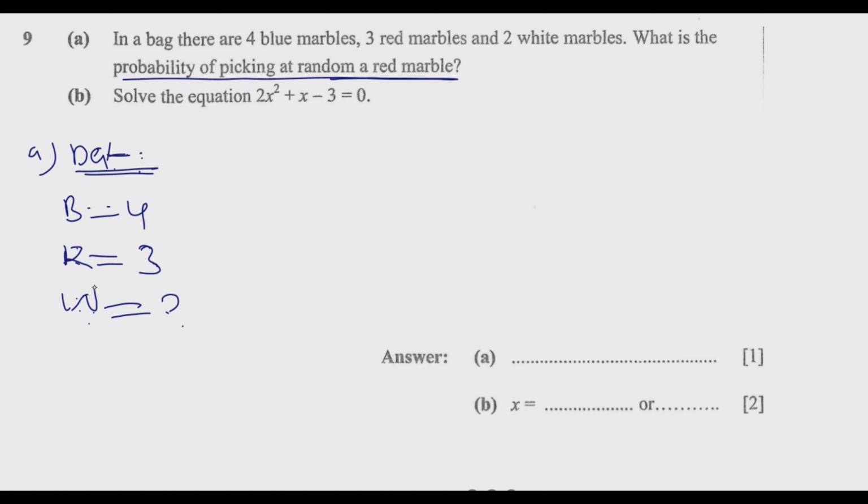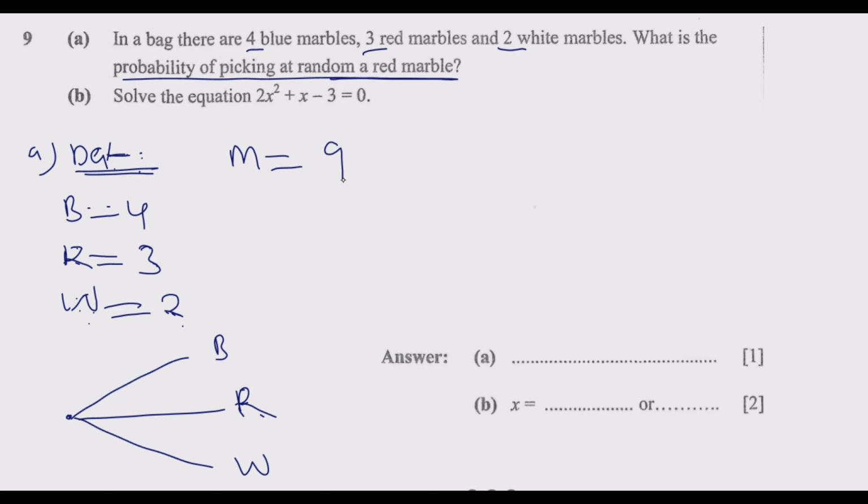So now we've collected all the information that we need. The next thing we need to do is present this information on a tree diagram. Let's say this is the blue, then this is the red, then this is the white. In a box, how many marbles are there? The total is 4 plus 3 plus 2, which is 9. So what's the chance that if I pick at random, I would pick a blue one? How many blues are there? There are 4, so it's 4 out of the available 9.